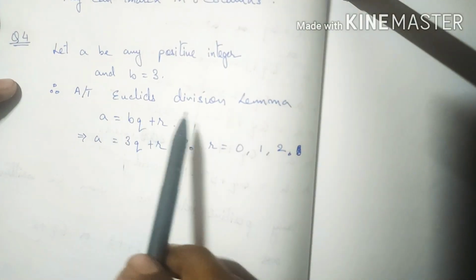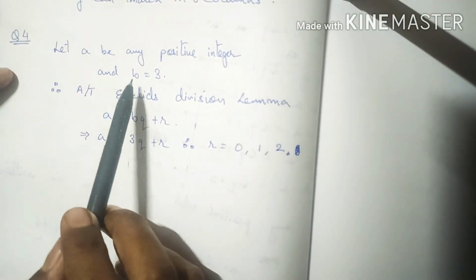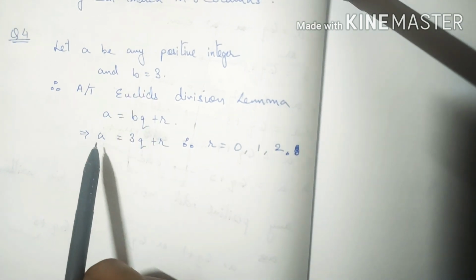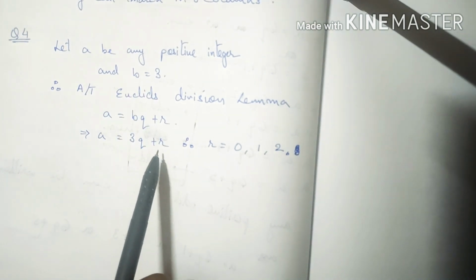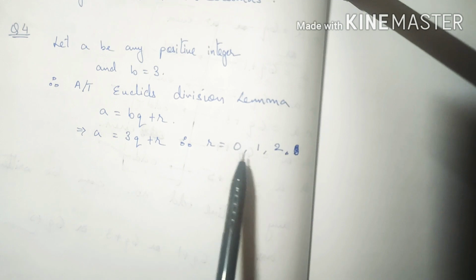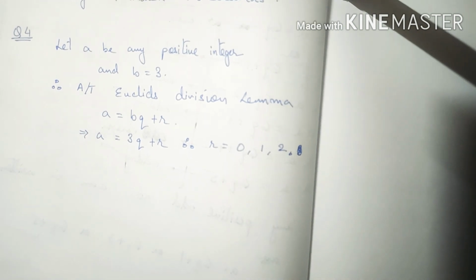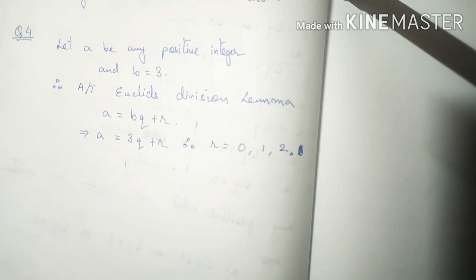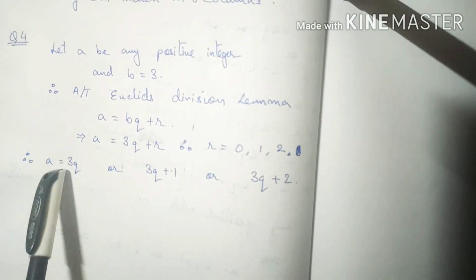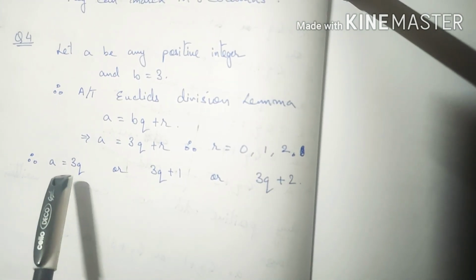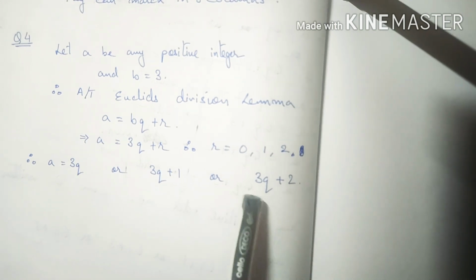So as per Euclid's division lemma, a equals bq plus r, where b we have taken as 3. So a will be equal to 3q plus r. So r can take 3 values, that is 0, 1 and 2. And for that, we will have 3 possibilities of a that we'll write here. So we have these 3 possibilities: a is equal to 3q, or 3q plus 1, or 3q plus 2.